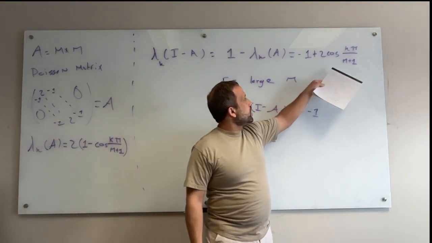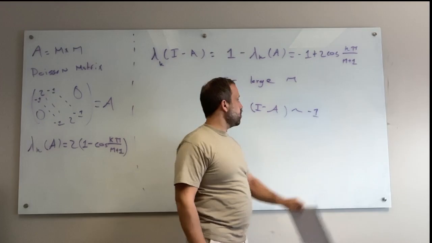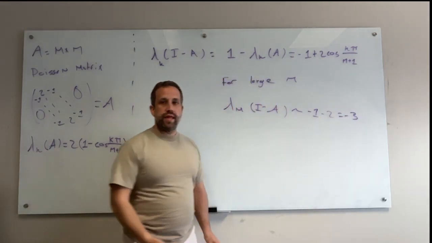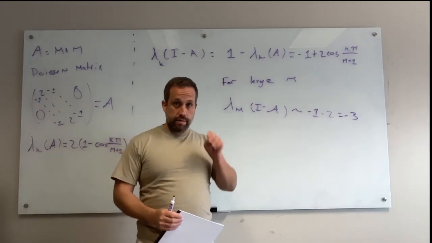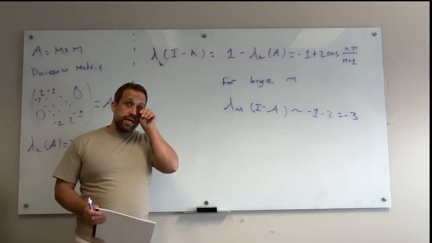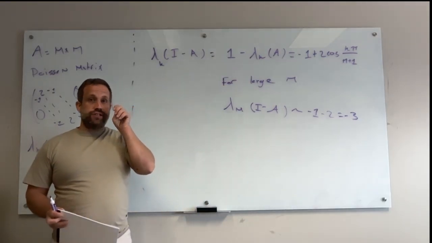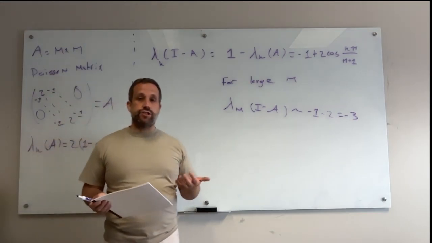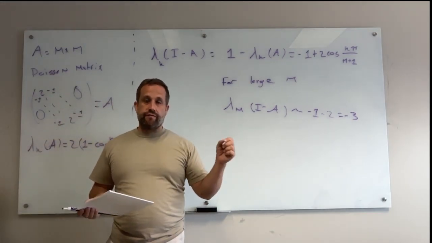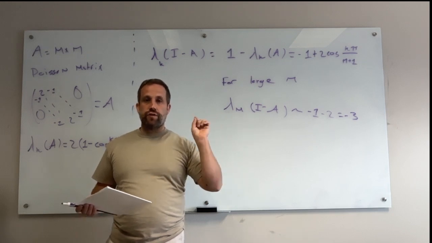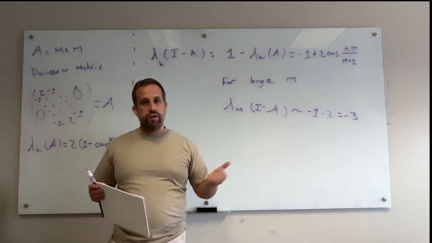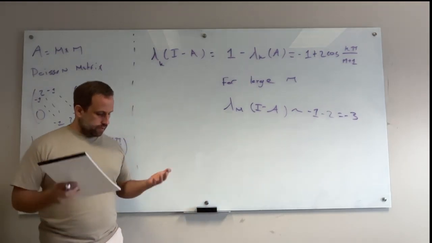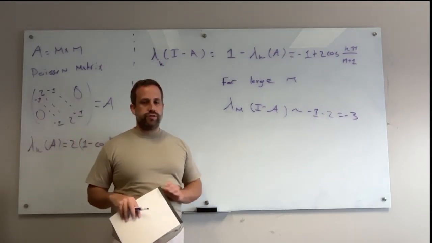Well, this is roughly going to be cosine of pi, which is minus 1, minus 1, minus 2, which is equal to minus 3. And the absolute value of that is definitely bigger than 1. And so what that shows us is that unless a miracle happens, there's some initial guess for which it's not going to converge. And essentially that means for any normal starting guess, it's not going to converge, right?